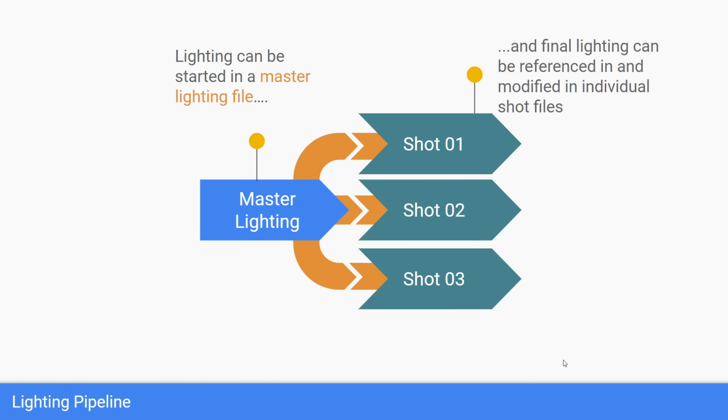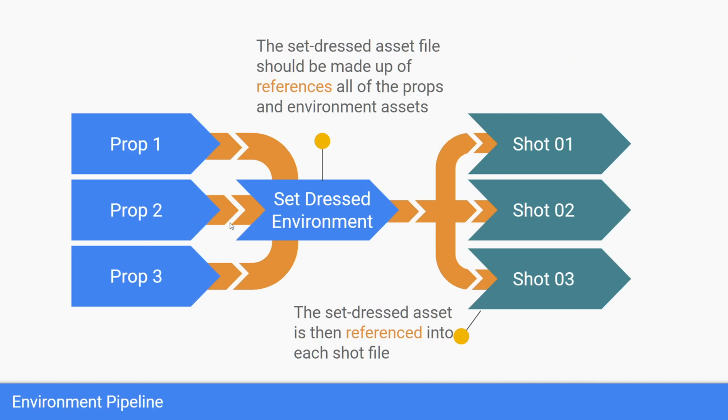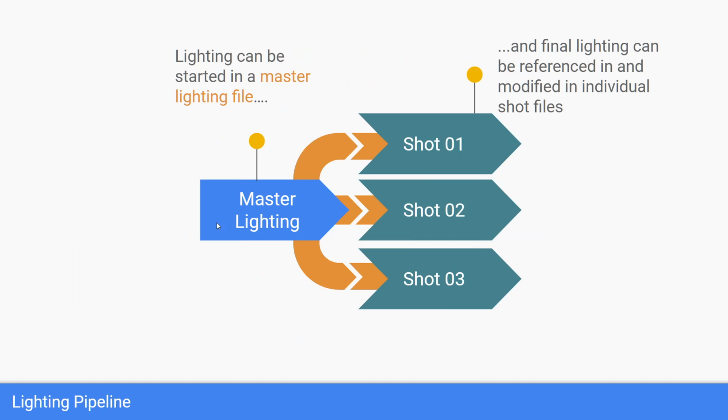Lighting can be done like this. It can be started in a master file. This is something I like to do personally: I take something like my set dress environment and reference it into my master lighting file. So I see my environment, I see the scale of everything and where everything's placed, and I start doing basic lighting. This is what I call a master lighting file, where you're just figuring out the lighting that'll work generally for all of your shots in that space.